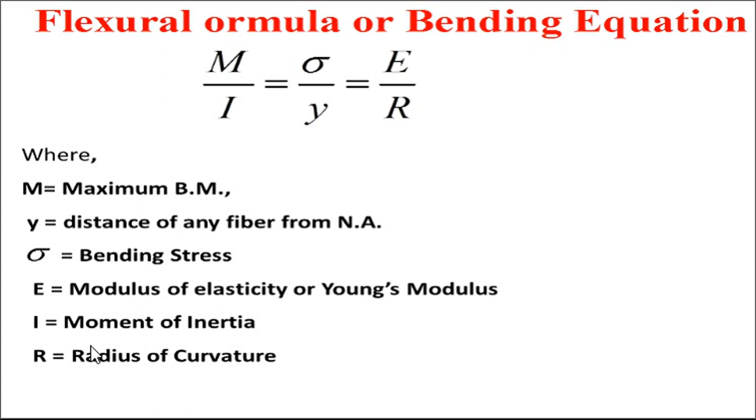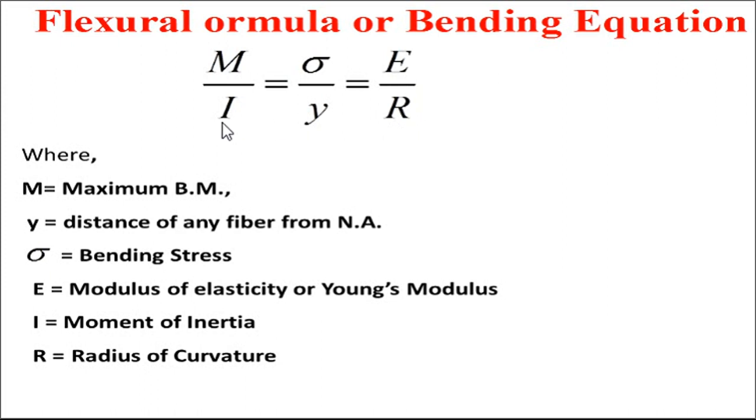Instead of using all the six terms, sometimes you have to use only M upon I equal to sigma by y, and sometimes only sigma by y equal to E by R. According to the given data in the problem, you can use a particular equation or modify the equation. In the equation, M is the maximum bending moment, I is the moment of inertia, sigma is the bending stress in compression or in tension, E is the modulus of elasticity or Young's modulus, R is the radius of curvature, and y is the distance of any extreme fiber from the neutral axis.